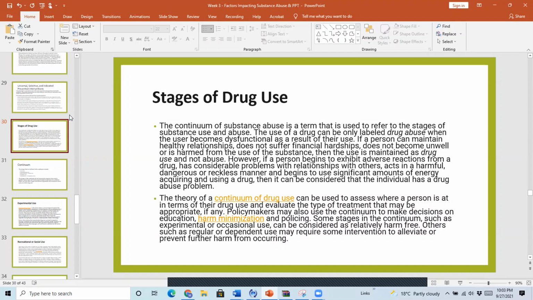There's this mandate or philosophy that when somebody is suffering, let's say from financial hardships, they don't become harmed due to the use of a substance; the main culprit is, let's say, drug use, right? Now, if the person also starts developing adverse reactions from the drug, then there are even considerable problems with the relationships around them and so on and so forth. So we kind of touched upon drug use before, but there are stages to drug use, and this is what we're going to talk about.